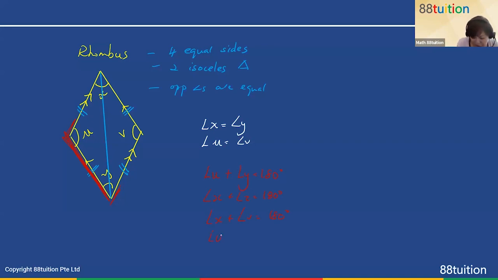Angle U plus, U, Y. This Y. Okay, it's Y, V. Okay? These are the properties of the rhombus. Can you understand?